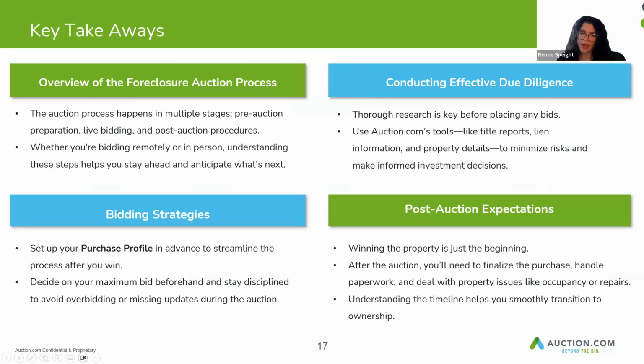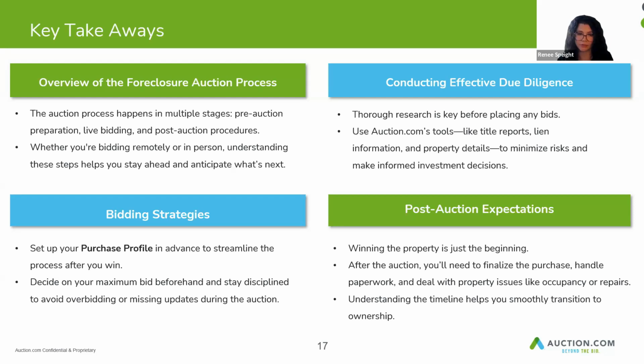All right, so we're wrapping it up here. Let's quickly summarize some key takeaways from everything we've covered so far. So the foreclosure auction process happens in multiple stages. We've got pre-auction preparation, we've got live bidding, we've got post-auction procedures. We've walked you through each stage so you can confidently navigate the process. So whether you're bidding remotely or in person, understanding the steps will help you anticipate what's next and keep you ahead in the auction.